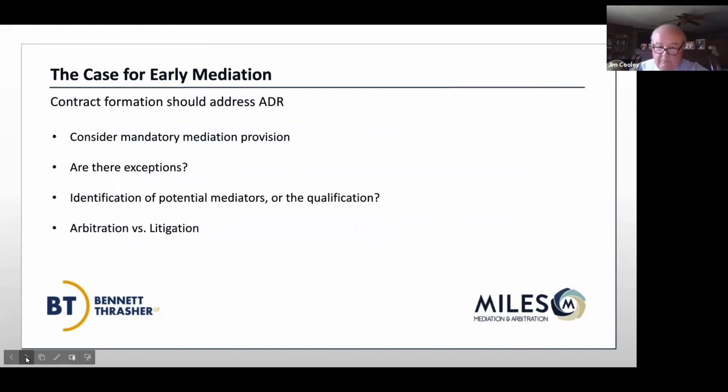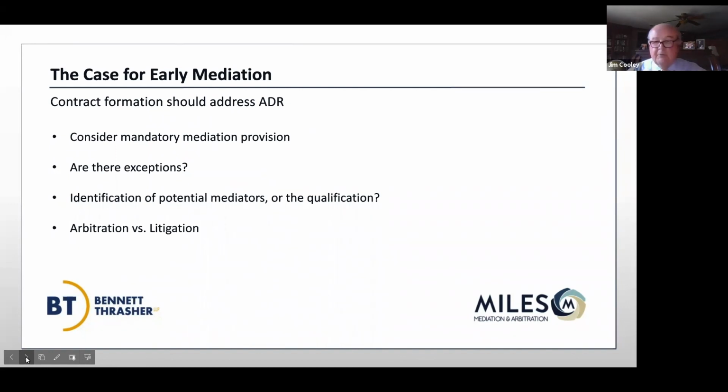Well, let's take a look at one more slide here on this subject. What I'm really proposing to everyone on this call is that you need to add to your contract formation toolkit a mandatory mediation provision. Now, there are going to be some exceptions as to certain kinds of disputes or certain aspects of the dispute, injunctions, for example, but you can go a long way toward improving your chances of a mediated settlement with that kind of provision in place.